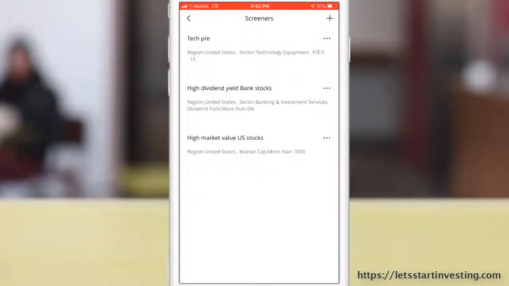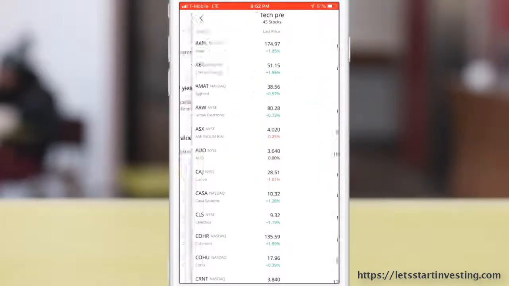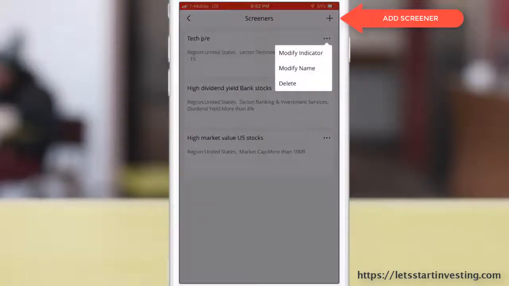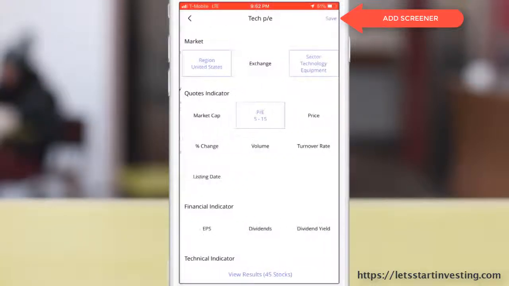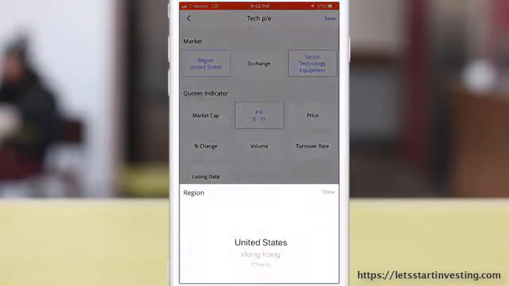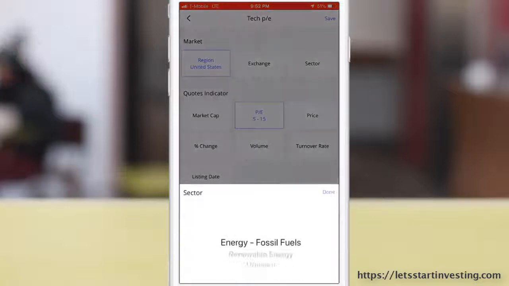But I'm going to show you one that I made personally, which is the Tech P/E. So I clicked on here, and all I did was, if you hit the plus sign on the top there, you can modify. Let's try that. Yeah, so this is how I did it. Let's say you want to make a new one, you can just do it yourself. You can click on region, and I put United States. Then I went to sector, and I changed it to technology because I wanted to find tech stocks.